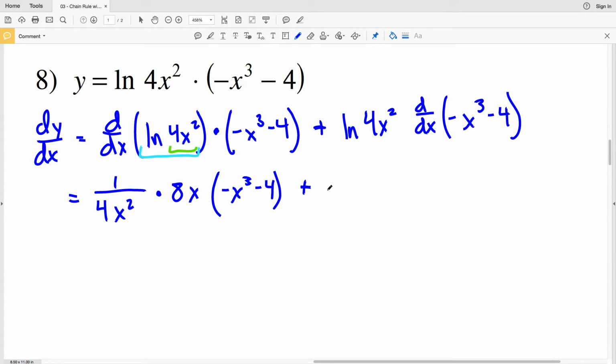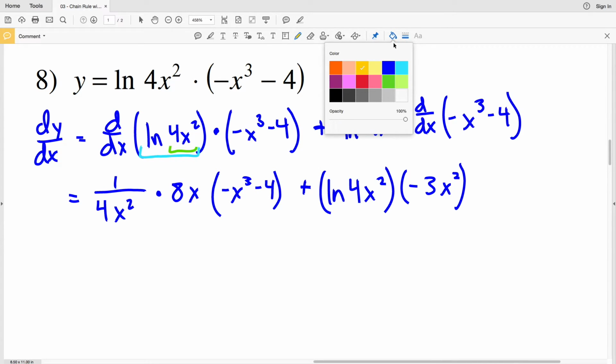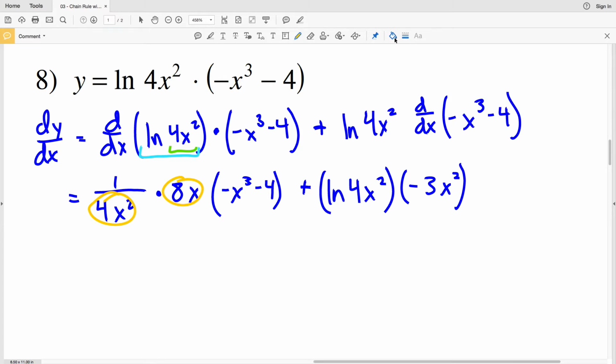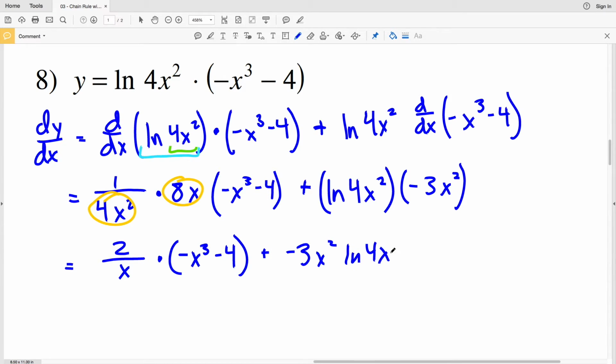So we're adding that to the ln of 4x squared times the derivative of negative x to the third minus 4, which is times negative 3x squared. So simplifying this, I'll first simplify 4x squared and 8x. So that will be 8x over 4x squared is 2 over x. And 2 over x will be multiplied by negative x cubed minus 4, and then that will be added to negative 3x squared times the ln of 4x squared.